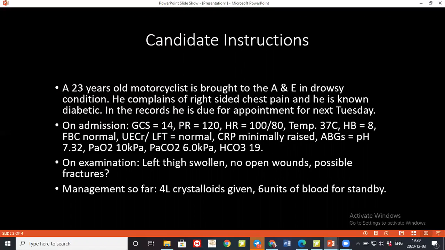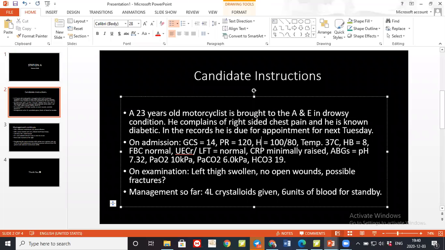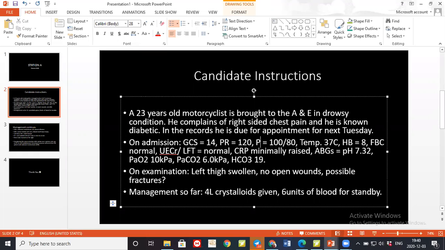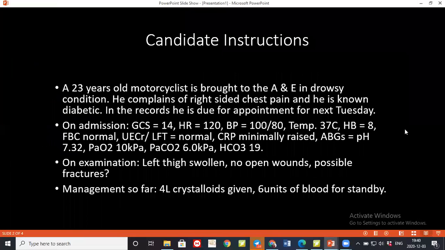We have done some blood investigations that revealed his hemoglobin is 8 milligram per deciliter. However, his urea, kidney function and liver function tests are normal. His CRP is a bit raised. We had an ABG that revealed his pH is 7.32, PaO2 is 100 kilopascals, PaCO2 is 6 kilopascals, and bicarbonate is 19. On further examination, we observed that he has a left swollen thigh, and we have done an X-ray.